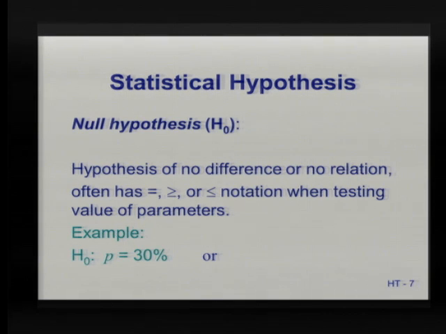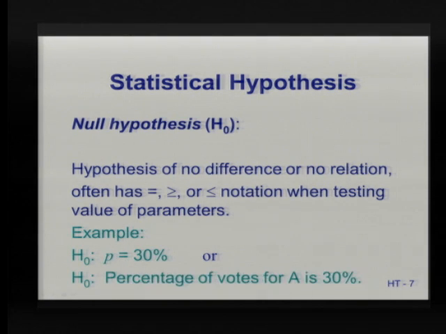You can use a math expression like this, P standing for the population proportion, equal to 30%. Or you just write a sentence or a phrase, say the percentage of people who vote for candidate A is 30%. Either way is fine. Usually while you work on a problem, you like to just use a notation. It's faster, right? Just P equals 30%. But if you prefer to write it out, that's good too.